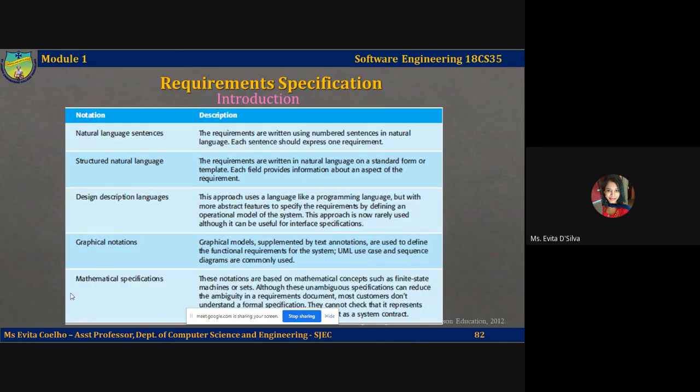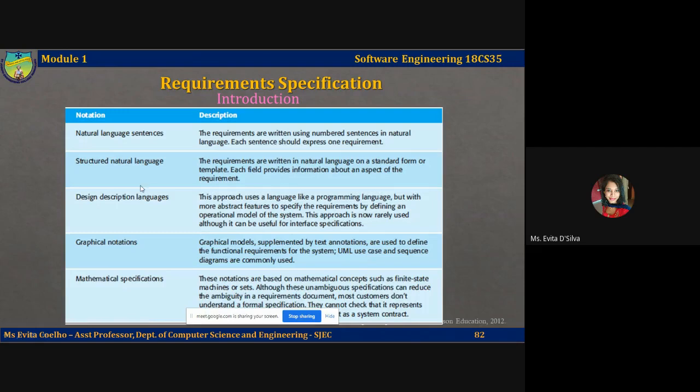So in this diagram, you can see the different ways of writing a system's requirement specification. You may use natural language completely. In this case, the requirements are written using numbered sentences in natural language. Each sentence should express one requirement. So every requirement is a bulleted sentence, numbered preferably, and each of them expresses a single requirement.